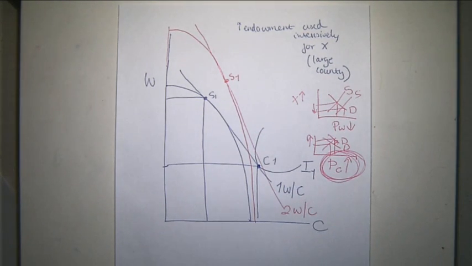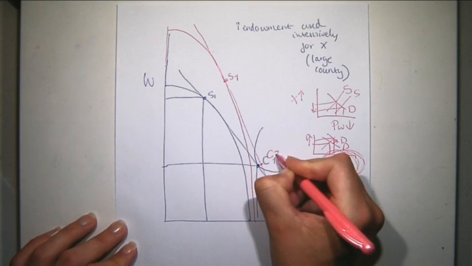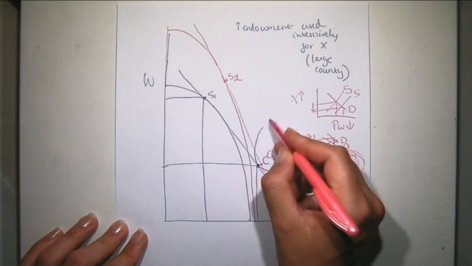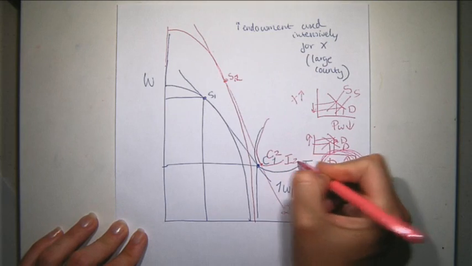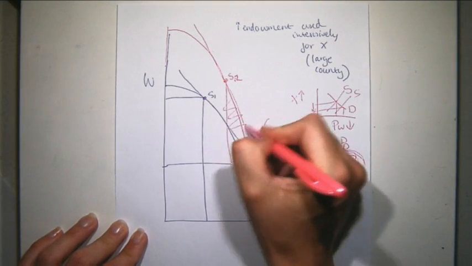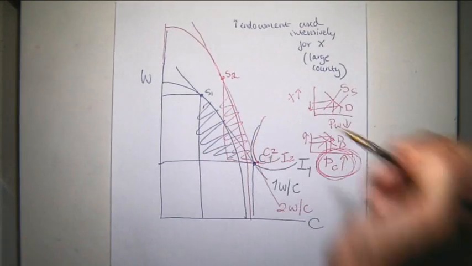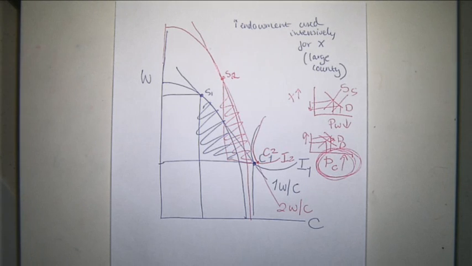So how does this affect the country? Well, first of all, our consumption point will shift out just to here, C2, at I2. If we draw in our trade triangle, what do you notice about the trade triangle? You notice that the trade triangle is actually shrinking. So our willingness to trade is decreasing.